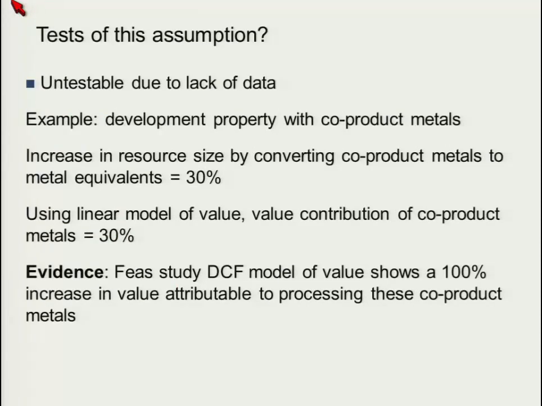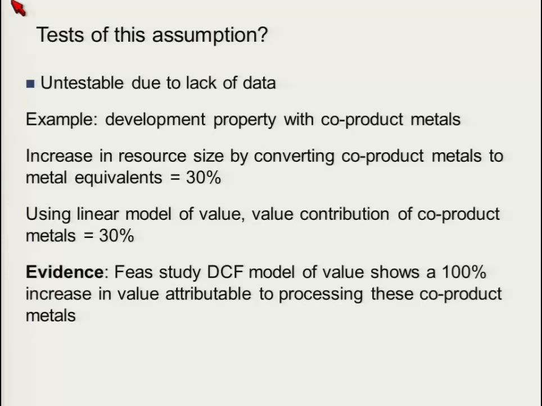So again, we have a model that's not testable. But I looked at one feasibility study. It was kind of interesting to see. There was a primary metal with some co-product metals. And by doing the metal equivalent, it increased the primary metal size by 30%, therefore increased the value of the asset by 30%. We just metal equivalent into the primary metal, and it made the primary metal 30% bigger. So therefore the value from that extra stuff was plus 30%.